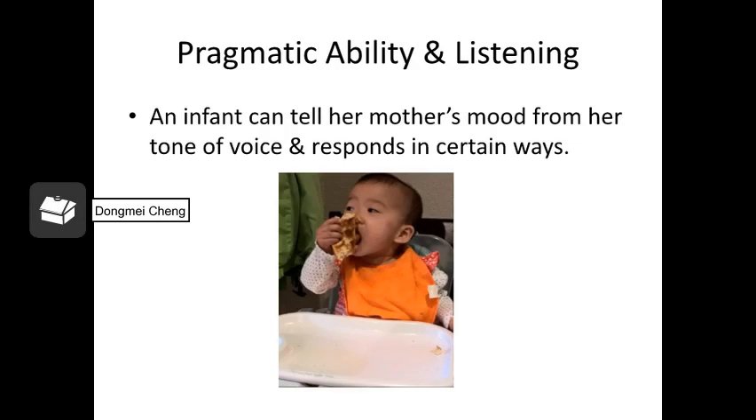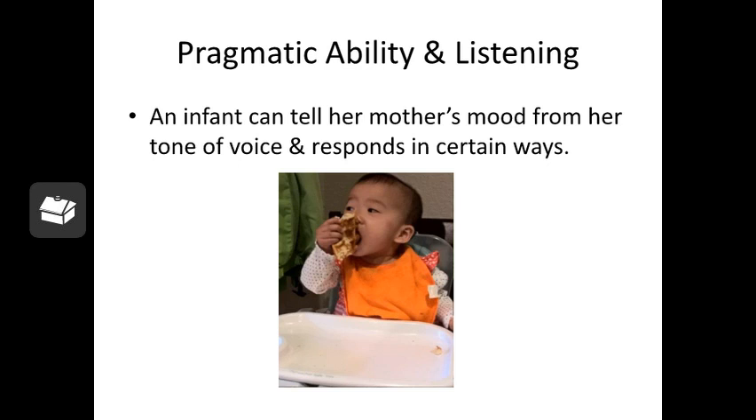The connection between pragmatic ability and listening skills is built right after birth for human beings. An infant can tell her mother's mood from her tone of voice, and she then responds in certain ways. For example, when the mother calls her lovingly, like, "Come here, baby girl, come to mommy," she will run to her excitedly. If she does something that she was not supposed to do, her mother will say, for example, "No, no, don't touch the garbage can." She will glare at her mom and stop doing it for a second.